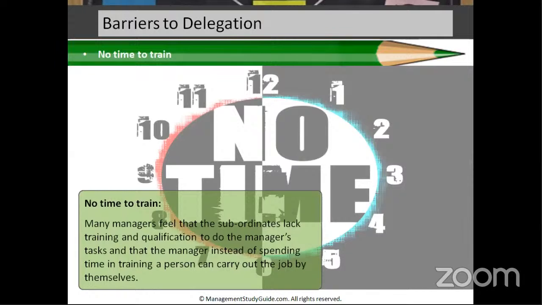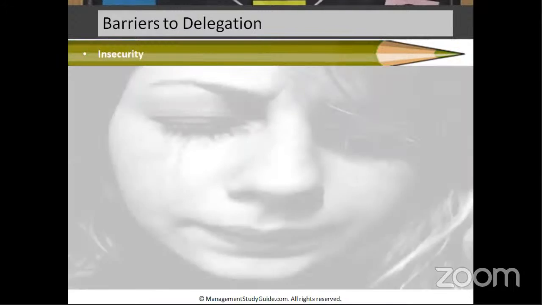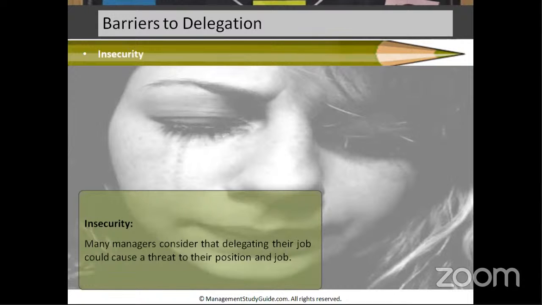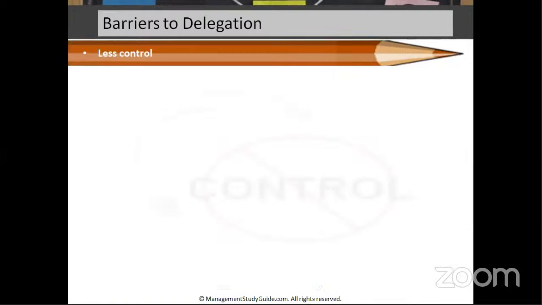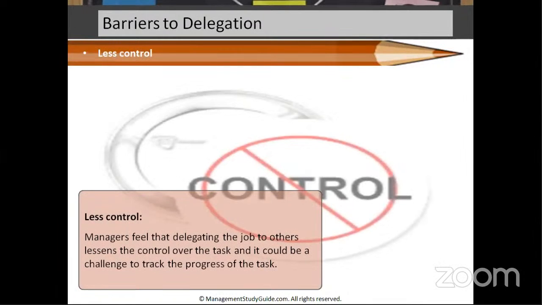No time to train. Many managers feel that the subordinate lack training and qualifications to do the manager's task, and that the managers, instead of spending time in training a person, can carry out the job by themselves, or will end up carrying out the job by themselves. Insecurity. Many managers consider that delegating their job could cause the threat to their position and job. Less control. Managers feel that delegating the job to others lessens the control over the task, and it could be a challenge to track the progress of the task.